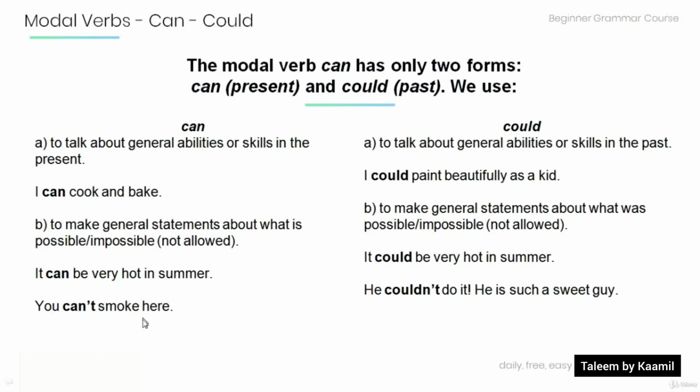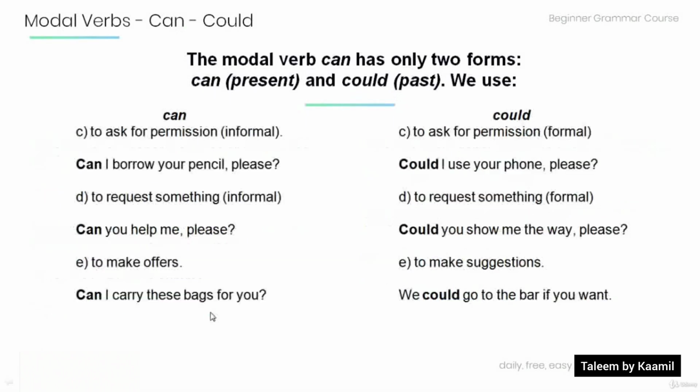You can't smoke here. Impossible, not allowed to smoke here. C, to ask for permission. Informal. For example, can I borrow your pencil, please?